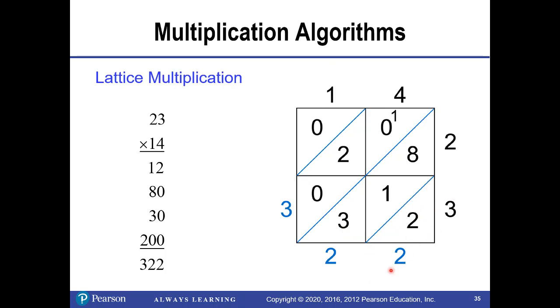So 2 becomes 2. 8 plus 1 is 9, plus 3 is 12. There's my 2. I carried the 1. That's where this little 1 here comes from. 1 plus 2 is 3. 14 times 23 is 322.